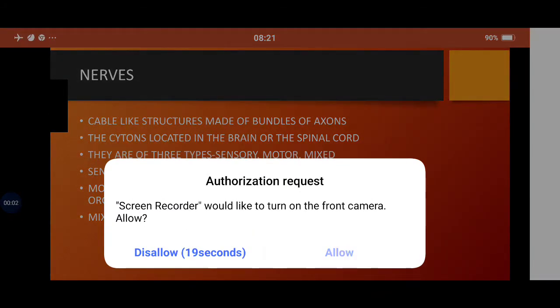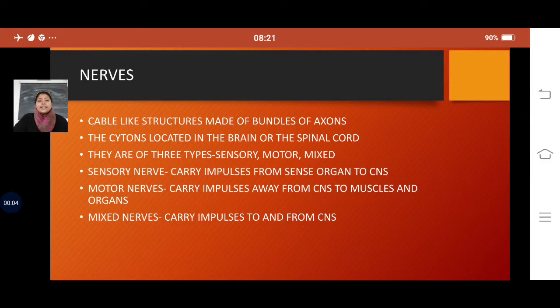Good morning, children. Today is the time to continue with the nerves. We have already studied the nervous system, in which we have studied the central nervous system and the peripheral nervous system. Now today I am going to teach you about the nerves.